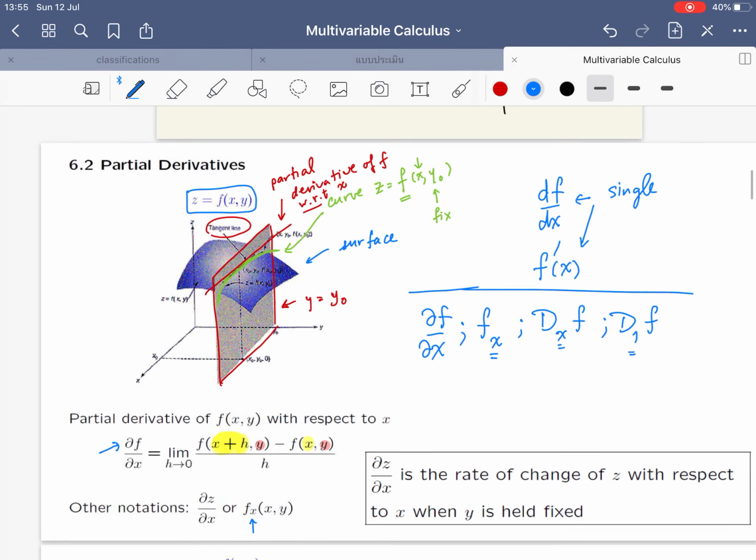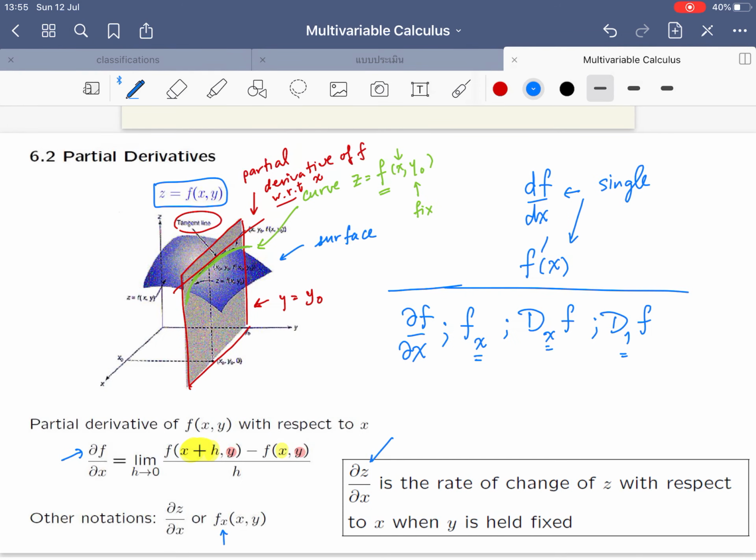So if you talk about dz by dx or df by dx, it is actually the rate of change of a function z or f of x, y with respect to x when your y is fixed, okay, when your y is fixed.